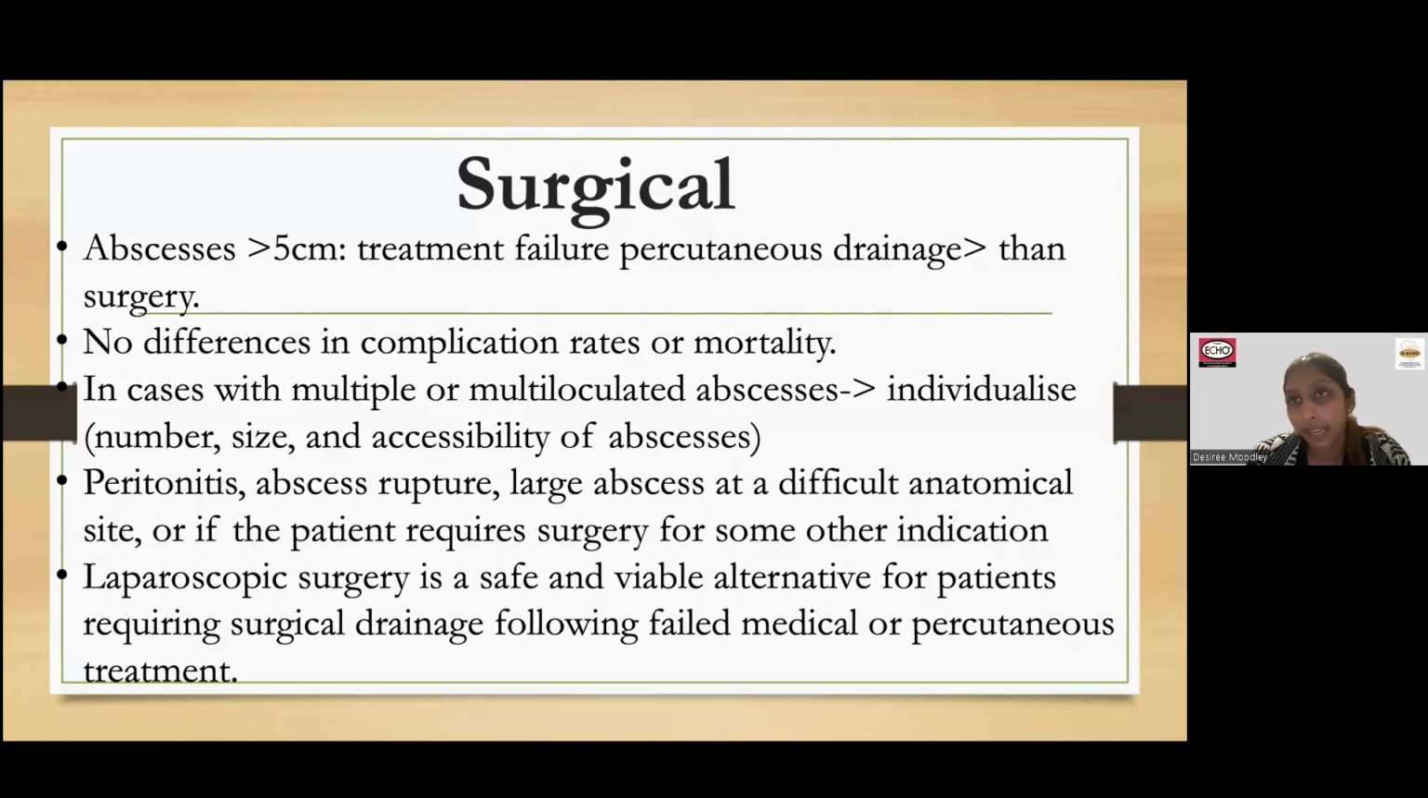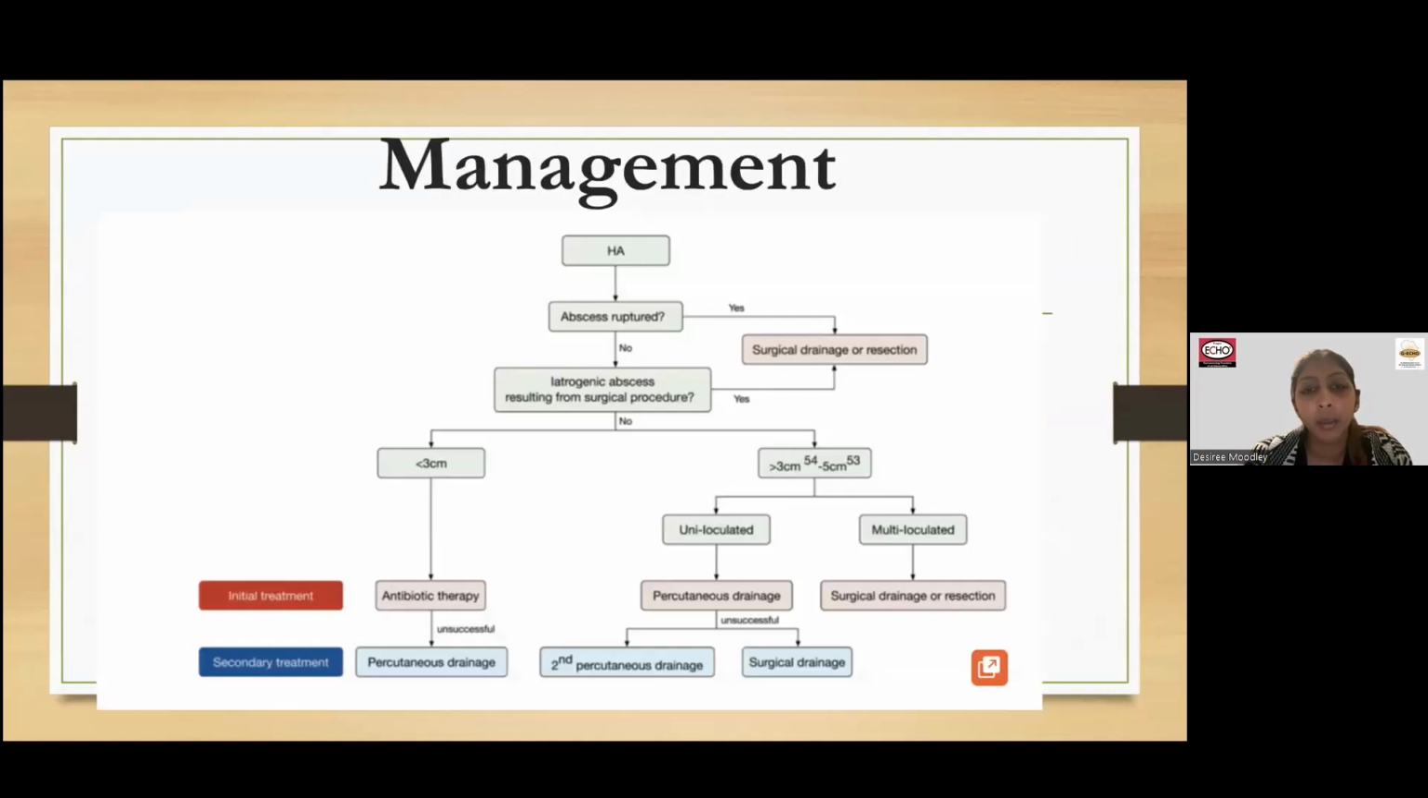A laparoscopic approach is a safe, viable alternative for patients who need surgical drainage, especially if they failed medical or percutaneous management. So this just shows if it's ruptured, yes, then you should proceed to surgical drainage. If it hasn't, and it's less than 3 centimeters, first try medical management. And if that fails, percutaneous. Between 3 and 5, uniloculated, then you can try percutaneous. And if it's multiloculated, then surgical might be the preferred way. But once again, individualize it for your patient.